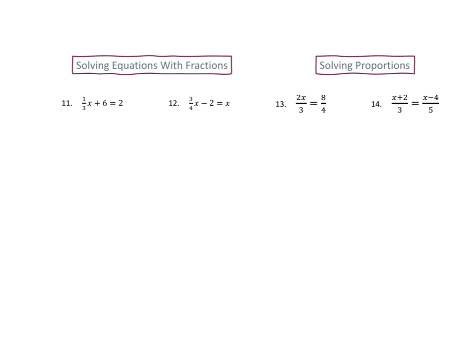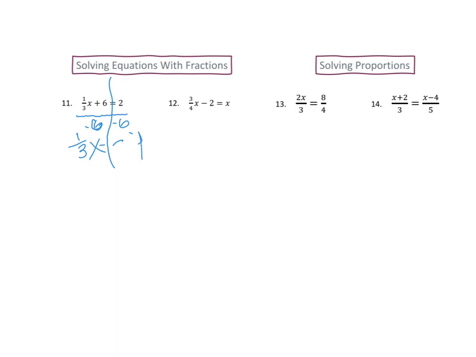My first problem is 1/3 of x plus 6 equals 12. So, here's my line indicating the equal sign. If I get rid of that 6, I have to do the opposite of positive 6, which is minus 6. What I end up with is 1 over 3x equals negative 4.